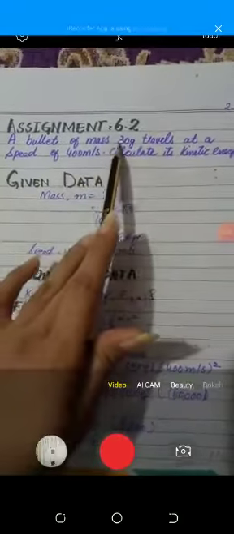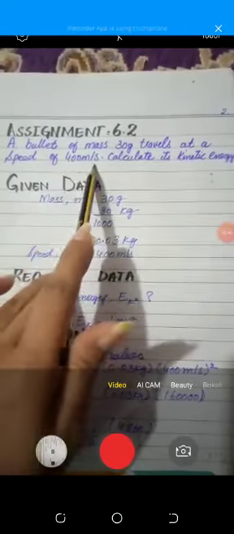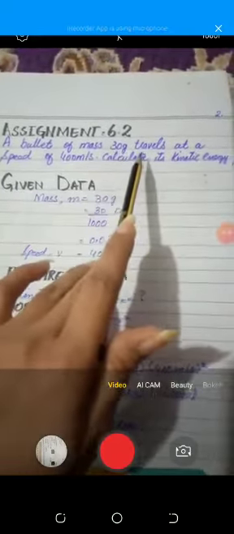Now the assignment 6.2 is: a bullet of mass 30 grams travels at the speed of 400 meter per second. This is the speed given to us. They are asking to calculate its kinetic energy. We are going to calculate the kinetic energy.